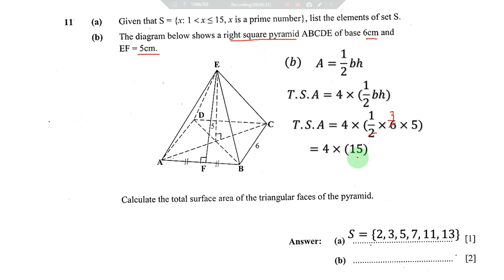4 times 5, that's a 20, so 0 carry 2. 4 times 1, that's a 4 plus 2, 6. So we have 60 centimeter squared as your surface area for triangular faces.